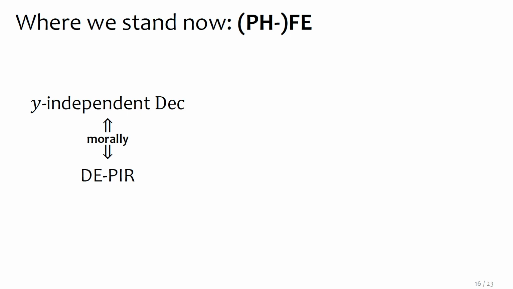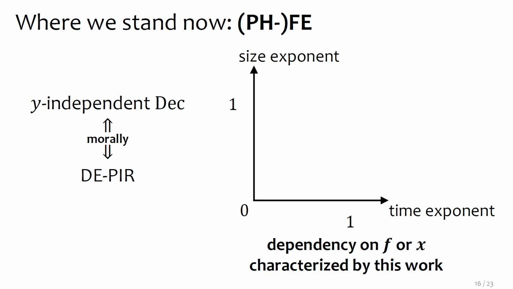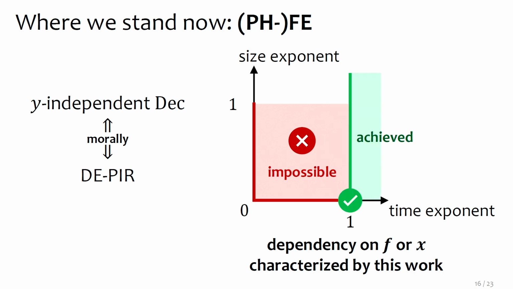Let me summarize where we stand now for the efficiency of partially hiding functional encryption. We know that Y-independent decryption time is morally equivalent to DEPIR, and the dependency on F and X characterized by this work can be summarized in this little diagram, where we have the time exponent and the size exponent. The negative result says that this square is impossible, and we achieve the area where the time exponent is at least 1. And the area where the size exponent is at least 1 but has small time exponent is barred by DEPIR.